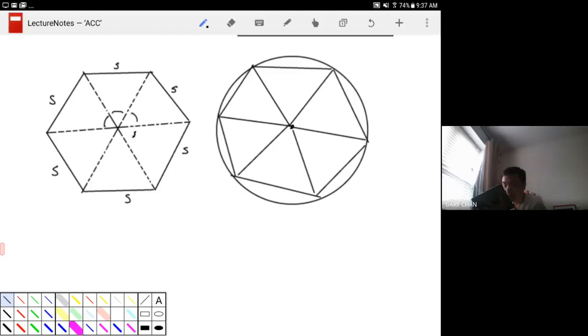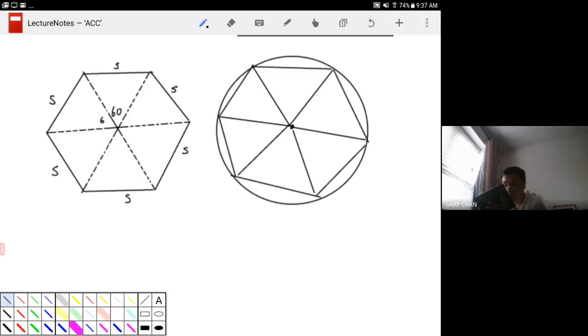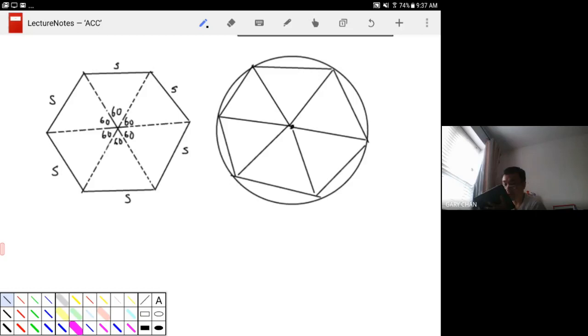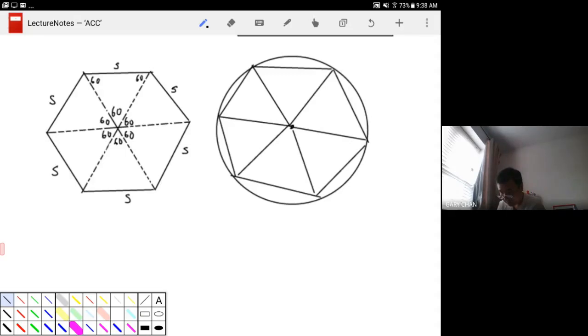6. 60. Thereby making each one of those angles how much? 60. Wait a minute. If these are all 60, it's an equilateral triangle. Then this must be an equilateral triangle. These angles over here must also be 60. Everyone follow that? Yep. So it's the same as the other one, just times 6. Okay.